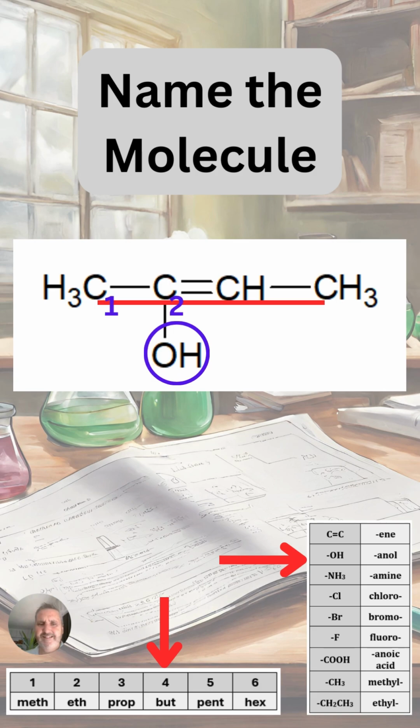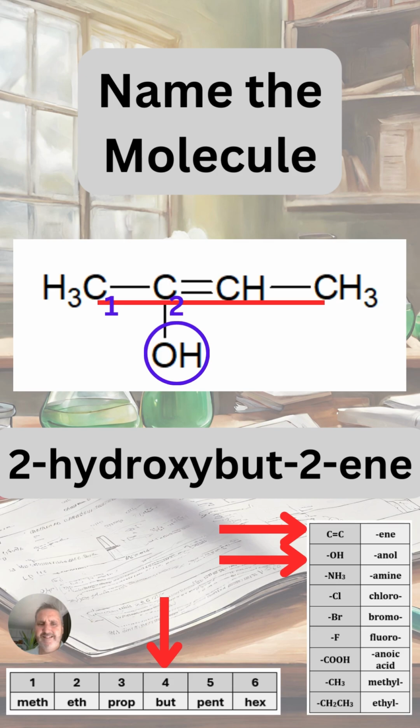So because we're using the suffix ene, we're going to put the OH group as a prefix. Now, the name for the prefix for an OH group is hydroxy. So we can use the hydroxy prefix instead of the anol suffix. So in this case, we can call the name 2-hydroxybut-2-ene.